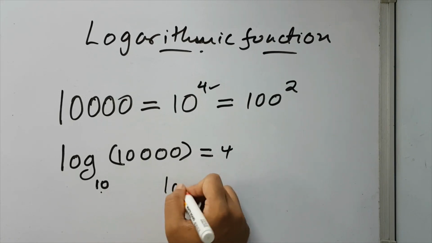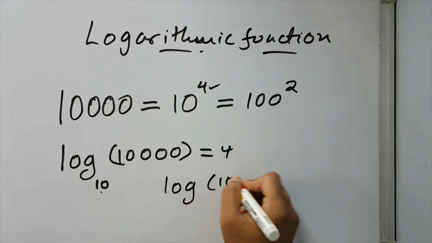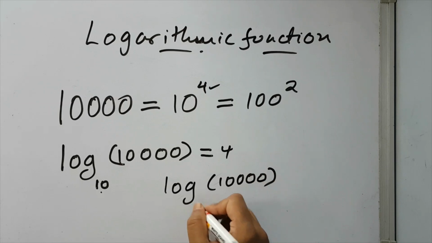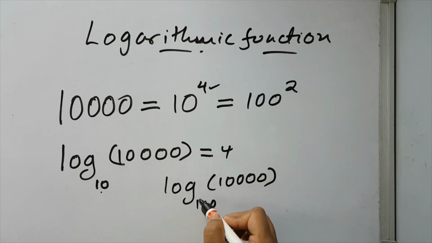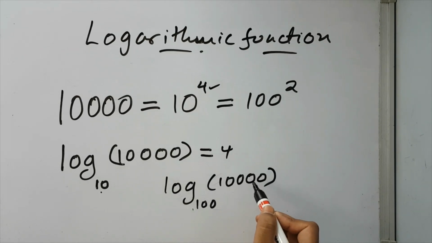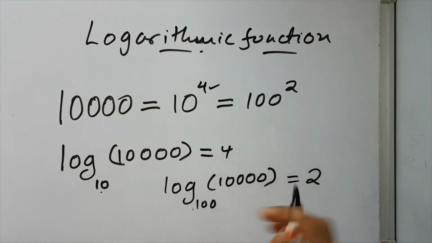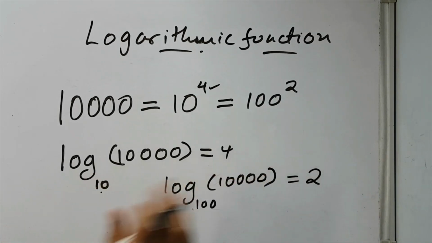Similarly, log of 10,000 to the base 100, what would that be? What is the question that you need to ask? 100, this is the base, 100 raised to what number will give you 10,000? So 100 raised to 2 will give you 10,000. That is the logic of logarithm.